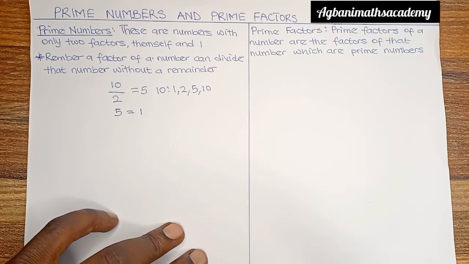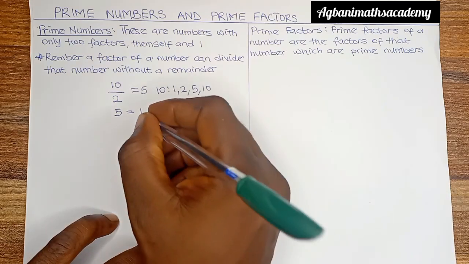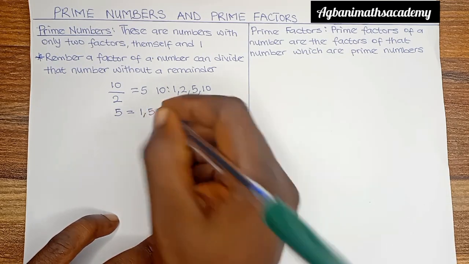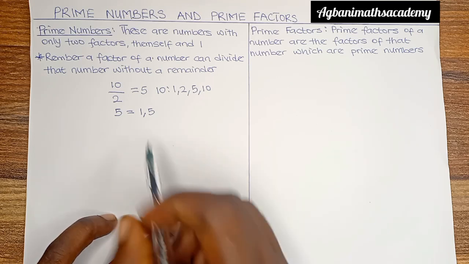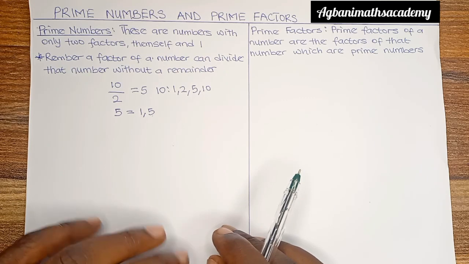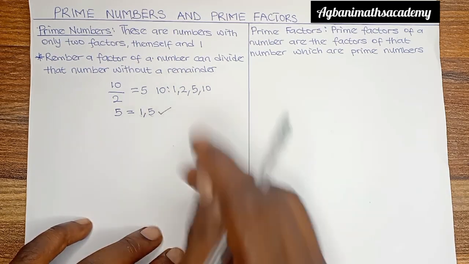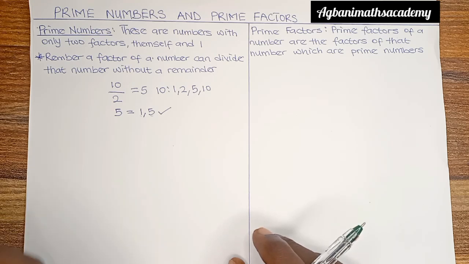What about 5 itself? 5 divided by 5 is going to give us 1. Would there be a remainder? No. That means 5 is a factor of 5. How many factors does 5 have? 1, 2. 5 has just 2 factors, itself and 1. This means 5 qualifies to be a prime number.